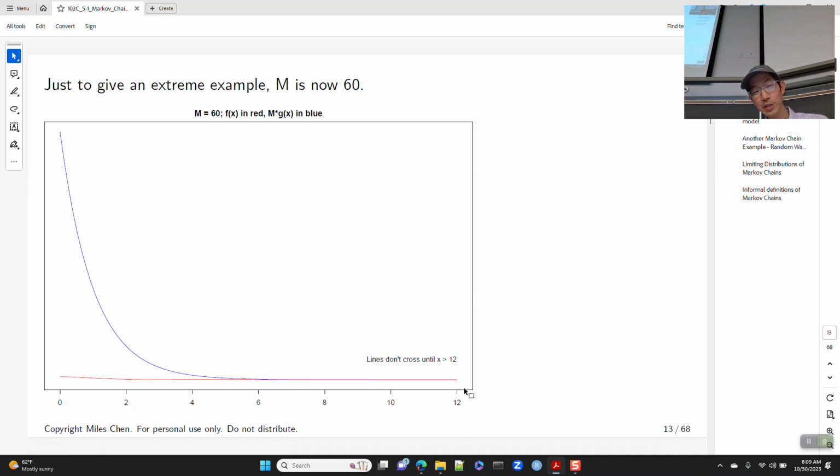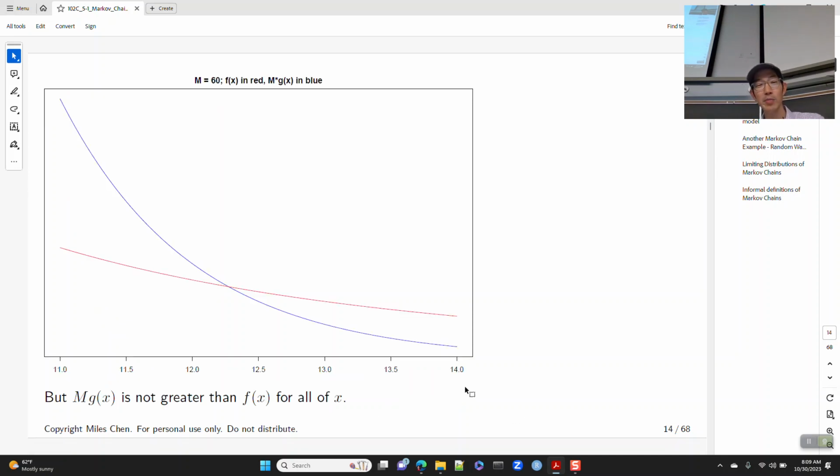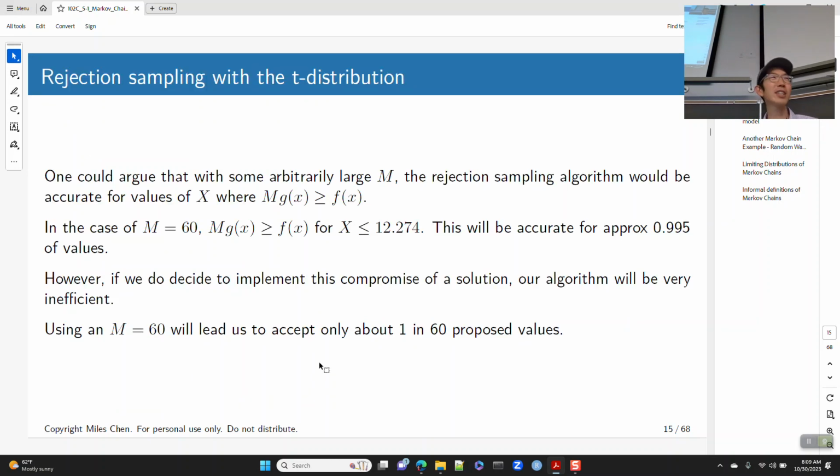And these lines don't cross until you go beyond 12. But if you do zoom in beyond 12, they do cross. They do cross. And so we still won't be generating enough values. But you might be like, okay, well, 12, come on. Even for a t distribution with a heavy tail, we're not going to be generating values above 12. So it doesn't really matter. And that's probably true. The probability of generating something above 12 in a t distribution with 3 degrees of freedom is probably on the order of less than 1 in a billion or something.